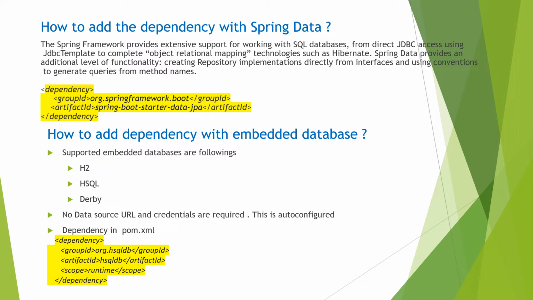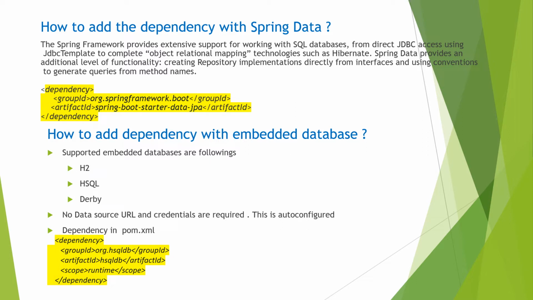Once we use the embedded database, we don't need to provide the corresponding data source configuration URL or data source credentials. This is auto configured. In Spring Boot, we just plug in the corresponding dependency in our pom.xml and then start to use the corresponding entity and repository. That's all. I don't need to think about what the URL is, what the user ID is, what the password is. All things will be auto configured by Spring Boot.